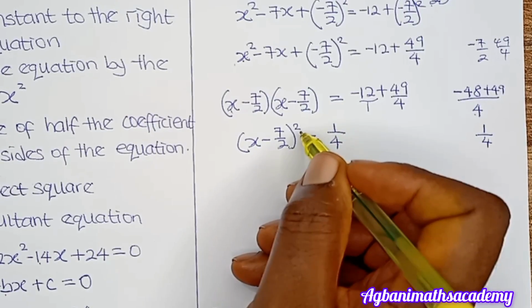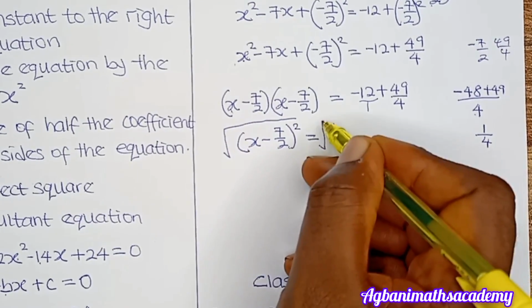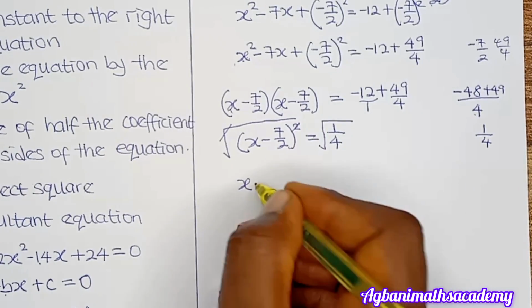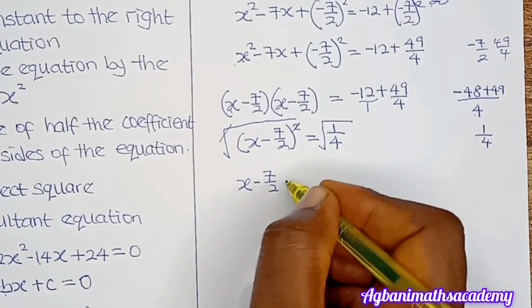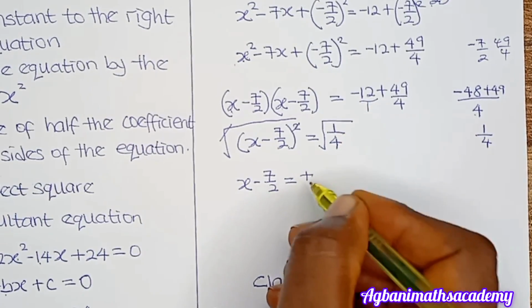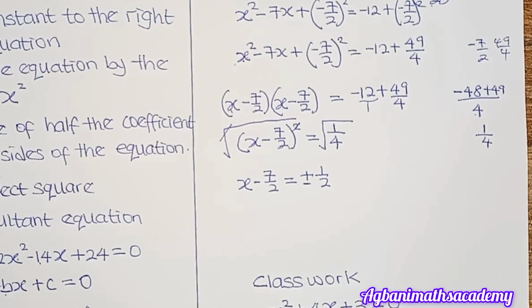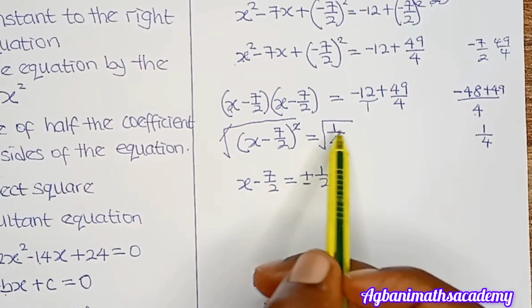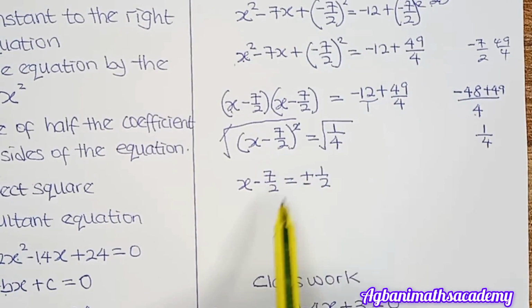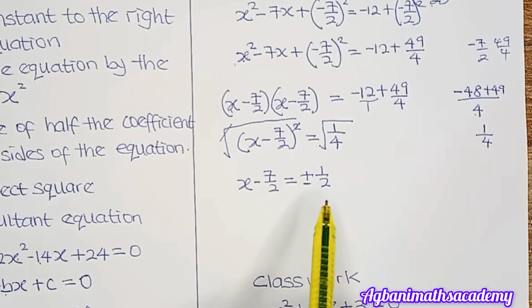In order to eliminate the square, we are going to introduce square root to both sides. So square root of the left side, square root of the right side. So the square root cancels out the square, and we have x - 7/2 is equal to the square root of 1/4, which is plus or minus 1/2. Because +1/2 multiplied by +1/2 will give us 1/4, and -1/2 times -1/2 will also give us 1/4. So the square root of 1/4 is plus or minus 1/2.